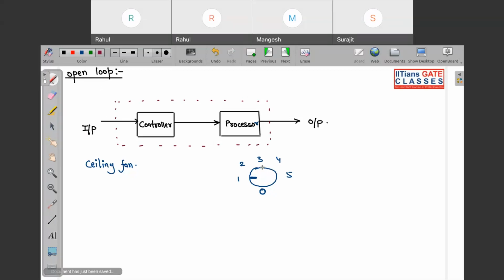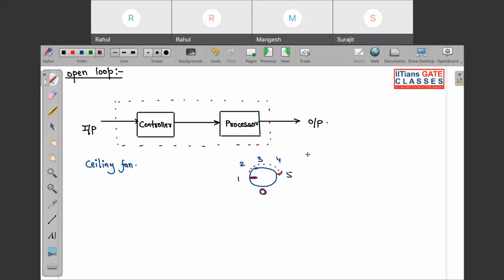So you have this regulator. There is a demarcation line present, so you have 0, 1, 2, 3, 4, 5. If you switch this knob to 1, your fan will rotate at minimum RPM, and if you rotate this knob to 5, your fan will rotate at maximum RPM. According to your need, if it is winter, you will keep the fan at 1. If it is a summer day, you will keep it on 5.